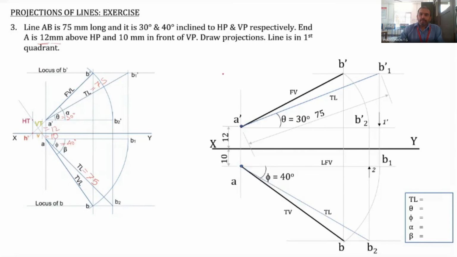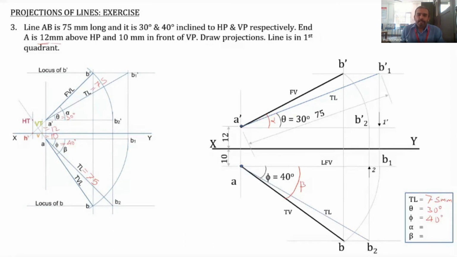Alpha is this angle, that is the inclination of A dash B dash with the XY line. And this is beta, that is the inclination of the top view with the XY line. So these are the two angles that are missing from this table. This is 75 millimeter, this is 30 degree, and this is 40 degree. And what is alpha and what is beta?